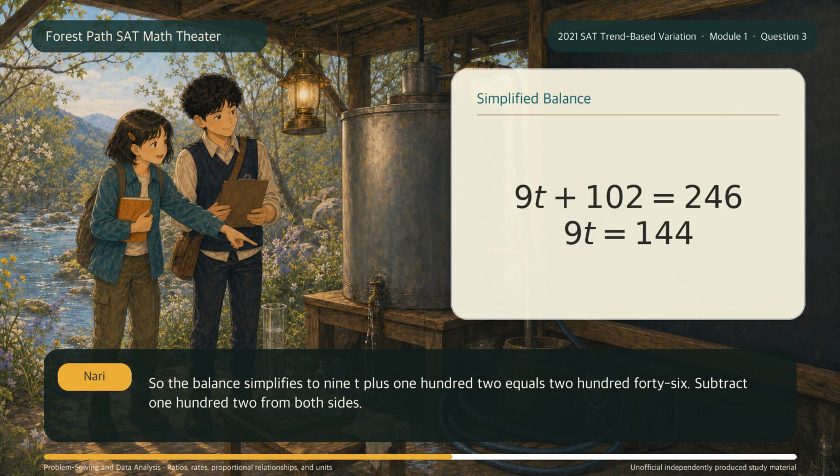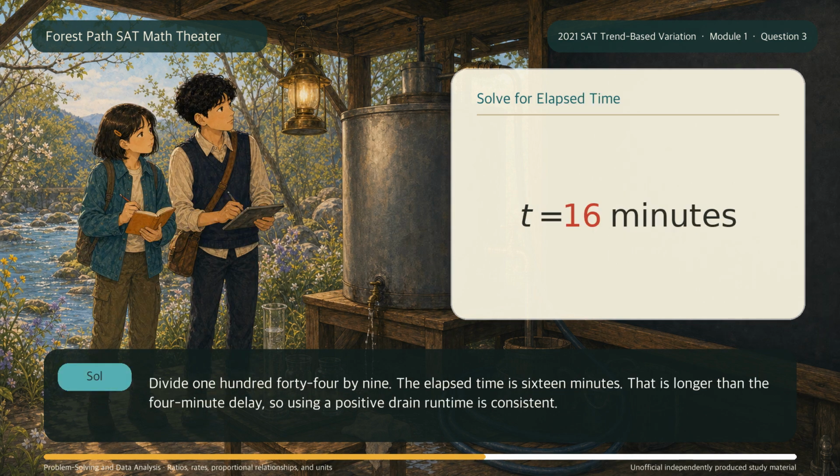So the balance simplifies to 9T plus 102 equals 246. Subtract 102 from both sides. Divide 144 by 9. The elapsed time is 16 minutes. That is longer than the 4-minute delay, so using a positive drain runtime is consistent.